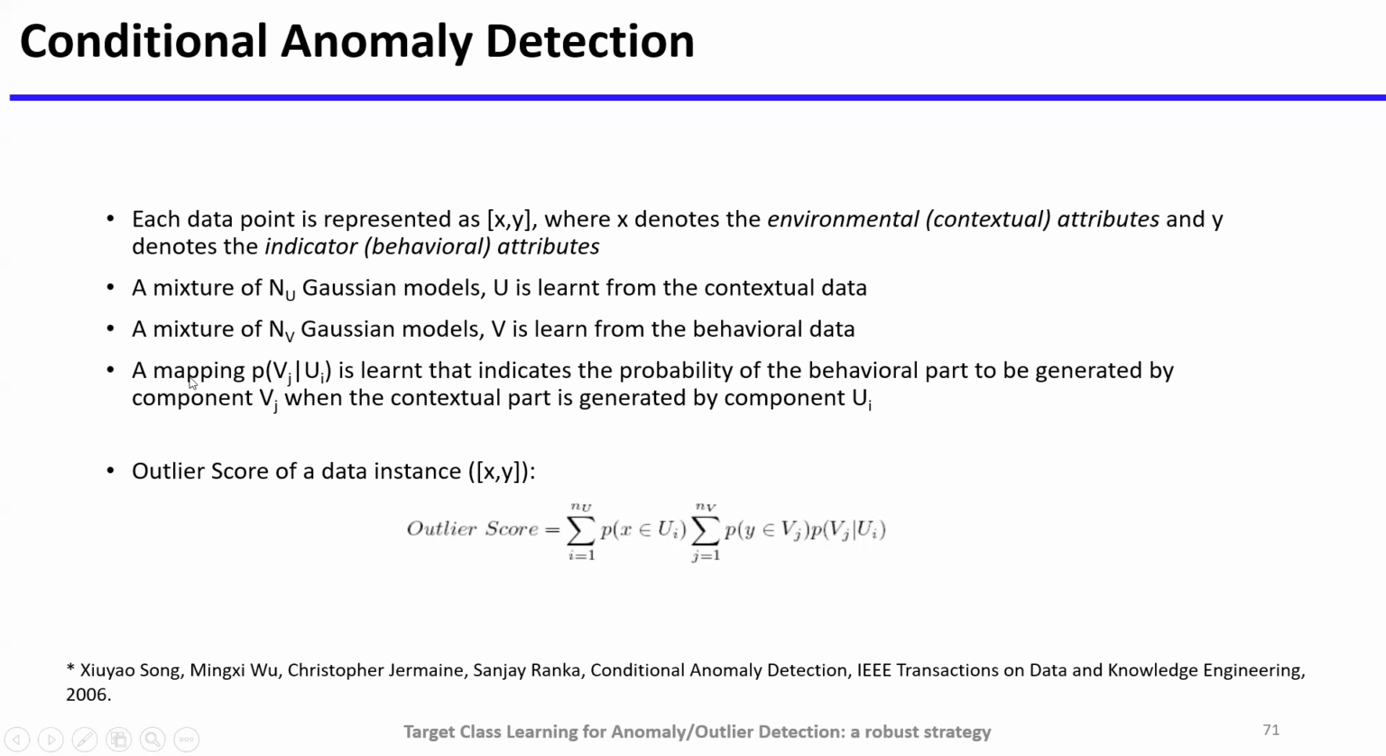So we are trying to map between these two Gaussian models, one learned from the contextual data and the second learned from the behavioral data, in such a way that the behavioral part can be generated by the component Vj when the contextual part is generated by the component Ui. So basically we are trying to generate the components from both of these Gaussian models. With the help of all this, we will use this formula to calculate the outlier score of the data instances.